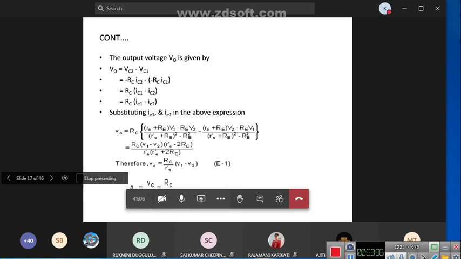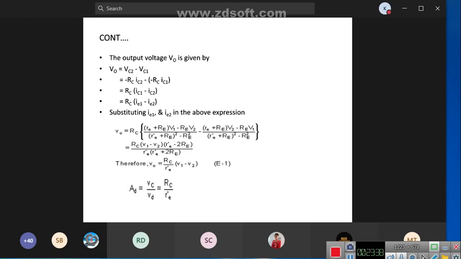So here in the AC analysis, we need to calculate the differential gain. In the DC analysis, we need to calculate the operating point values, but in the AC analysis, we need to calculate the differential gain. So here the output voltage V0 equal to Vc2 minus Vc1. So Vc2 is the collector voltage of Q2 and Vc1 is the collector voltage of Q1. So we can write V0 equal to Vc2 minus Vc1.